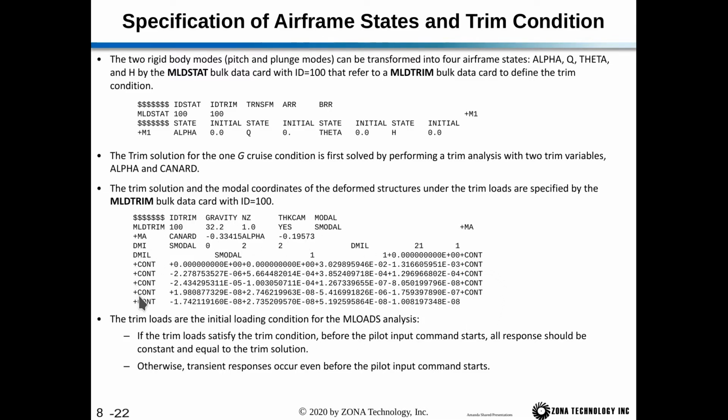So we've copied and pasted that into our input. And then additionally, our canard and alpha was solved from the trim analysis. So we've copied those values here into the input. So the trim loads are the initial loading condition for the MLOADS analysis. These trim loads satisfy the trim condition. Therefore, before the pilot input command starts, all the responses should be constant and equal to the trim solution. If you don't do that, then a transient response occurs right at time 0, because the time domain solution will try to find the trim condition.